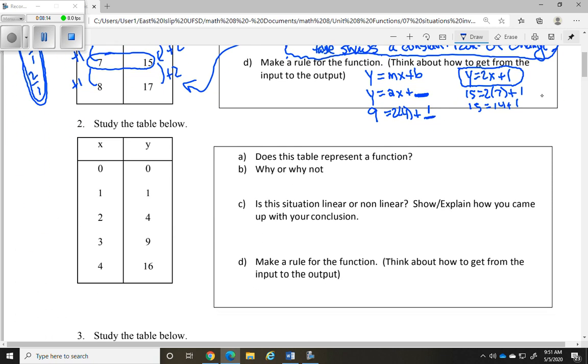So in number 2, is it a function or not? 0 has an output of 0. 1 has an output of 1. 2 has an output of 4. 3 has an output of 9. 4 has an output of 16. Each input only has one output. Yes, it's a function.